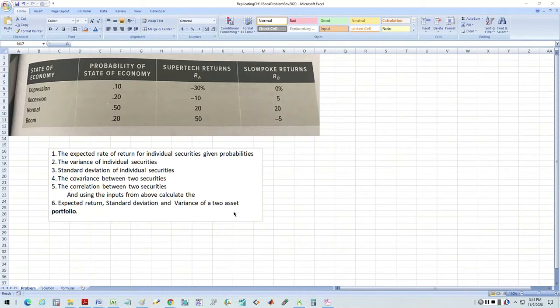So let's go. I'm going to go to the next sheet, and we're going to look at some formulas, and we're going to look at how to solve again the expected rate of return, the variance, standard deviation, covariance between two securities, correlation, and finally using the inputs calculating the expected return, standard deviation, and variance of a two-asset portfolio comprised of RA and RB, or Supertech and Slowpoke.